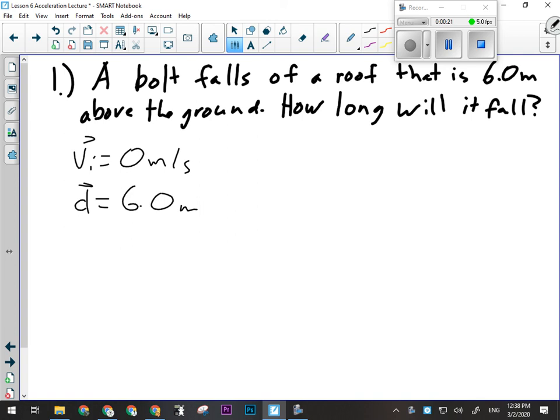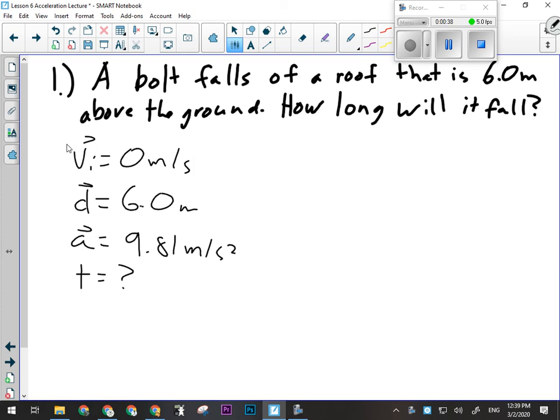Okay, what rate does it fall at? 9.81 meters per second squared. So that's the other thing. It doesn't outright tell us, but we kind of have to get from the context of the question, right? So we're looking for how long it will fall. So we're looking for the time.